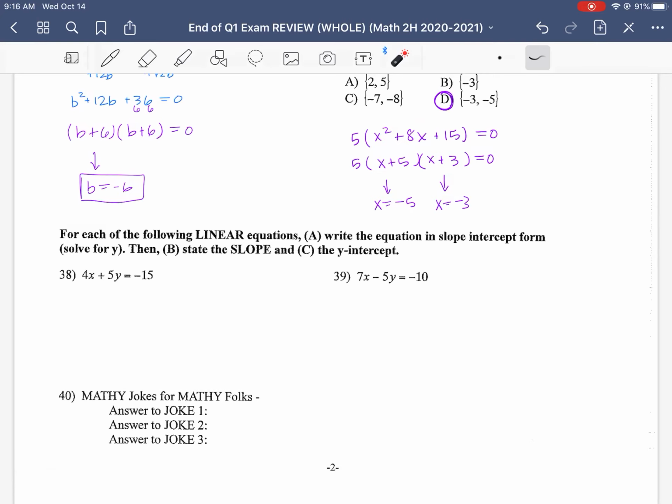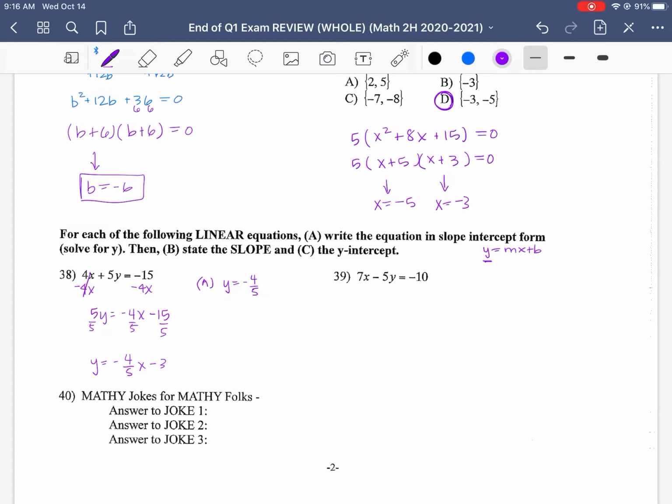Okay, for each of the following linear equations, write the equation in slope-intercept form, solve for y, then state the slope and the y-intercept. So this one's just practicing back to our linear. If we want to put it in slope-intercept form, that's y equals mx plus b, so we need to solve for y. So let's move everything away from the y value. So we get 5y is equal to negative 4x minus 15. We divide everything by the 5. Y is equal to negative 4/5 x minus 3.